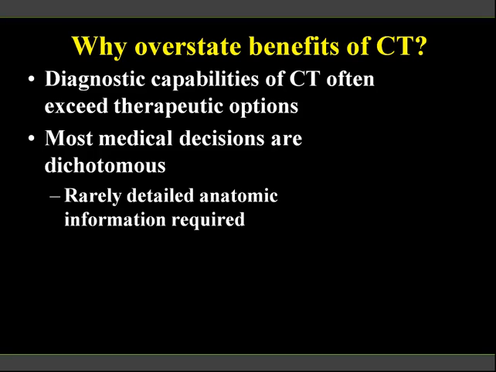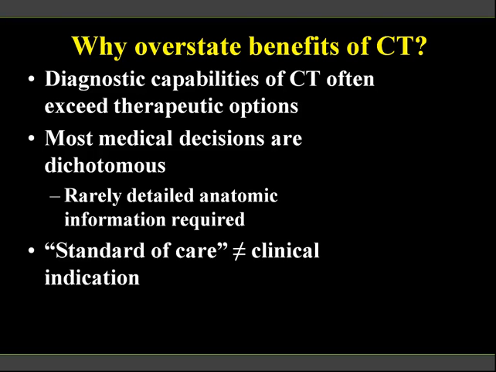The clinician is not really interested in where the appendix is located, how big it is. They just want to know, do they have to go in and out? Do they have to operate or not? Most medical decisions are dichotomous. We rarely need the anatomic detail that is provided by CT. Most decisions are, I either have to place a chest tube or not, I have to operate on this patient or not. And so CT is a tremendously powerful technique. It provides a lot of information, but much of that information is not really that relevant to the final outcome.